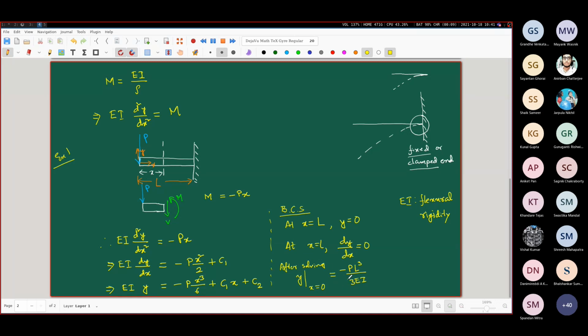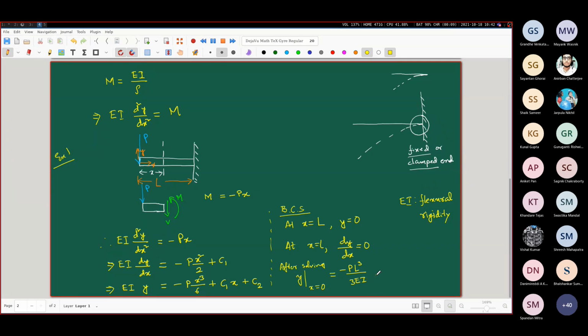This is a very, very important result. I always encourage my students not to mug up results of various problems like this, but this is such a typical important example of a cantilever beam under tip loading that I am requesting all of you to please remember this result: the maximum deflection for a cantilever beam subjected to a tip loading, at its tip, is PL cube by 3EI.